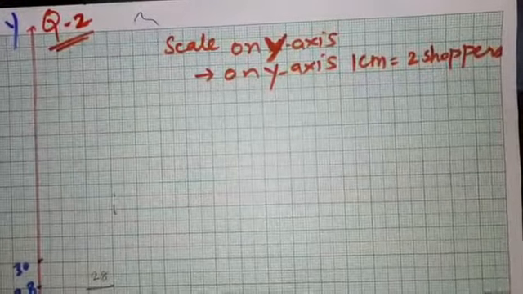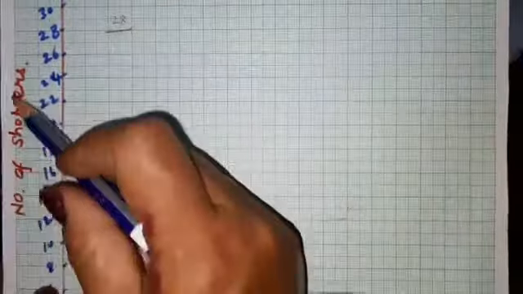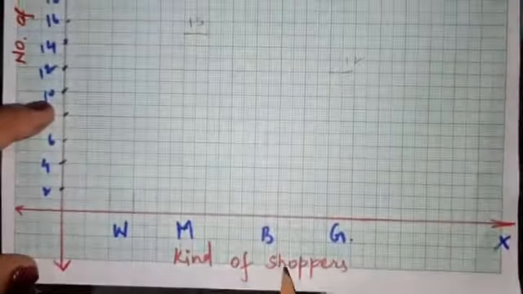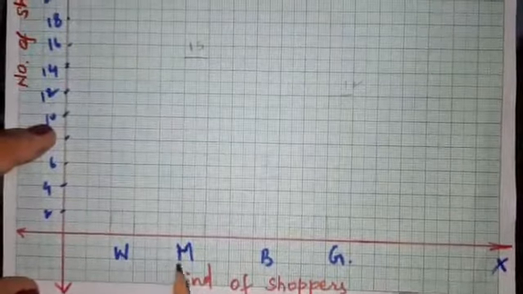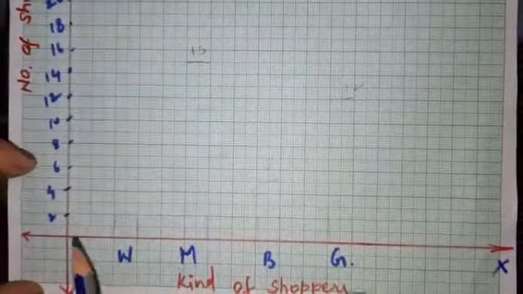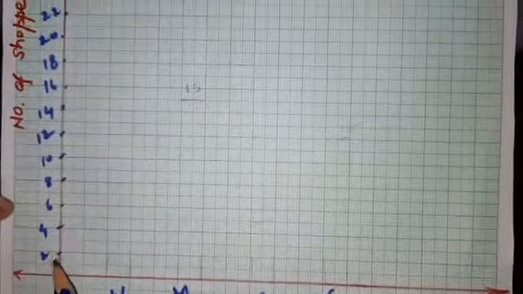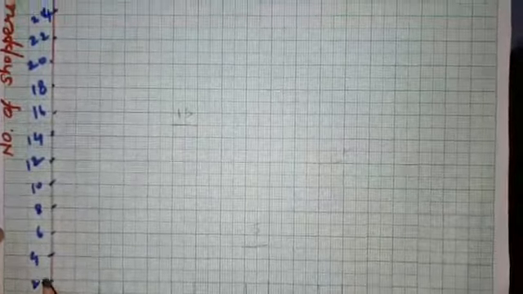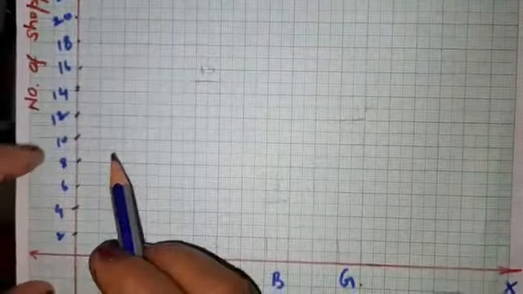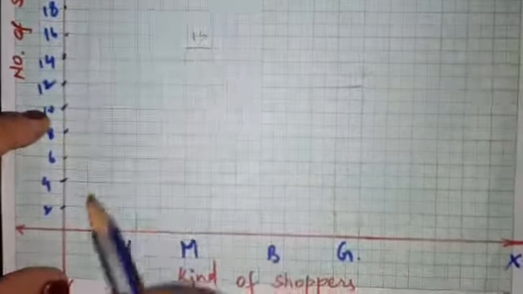So let us see. Here we have drawn the x-axis, then the y-axis. On the y-axis we have taken the number of shoppers. And on the x-axis we have taken the kind of shoppers, that is W, woman, man, boy and girl. Here the maximum number of shoppers is 28, so we have taken numbers up to 30. We will start to draw the graph and put the markings first, so it will be very easy to draw.